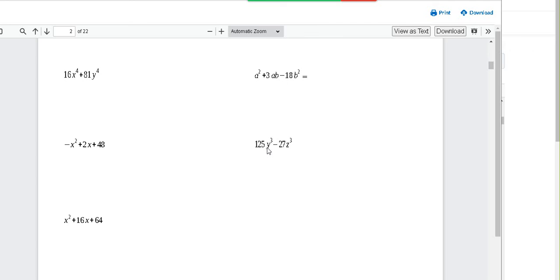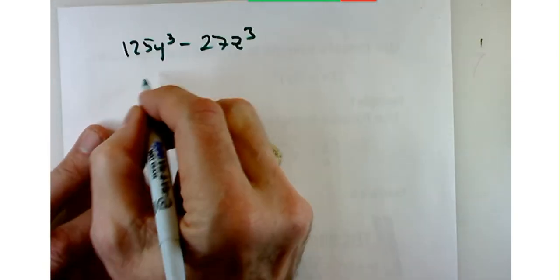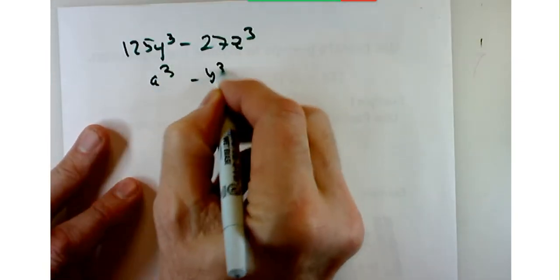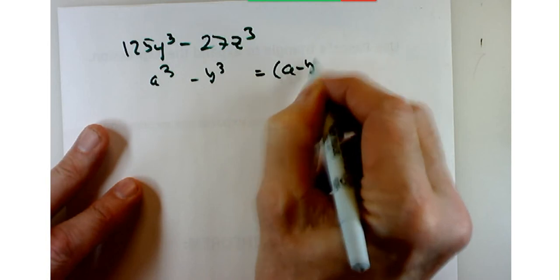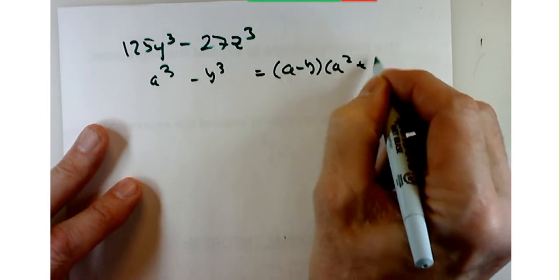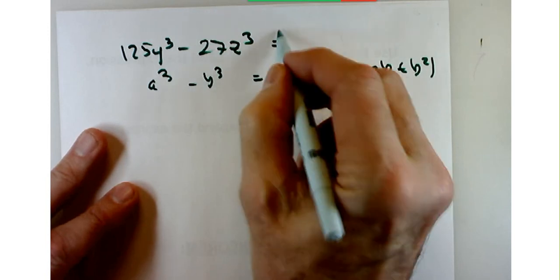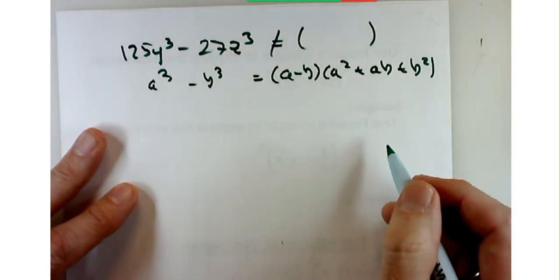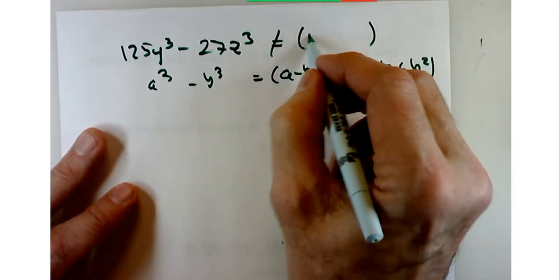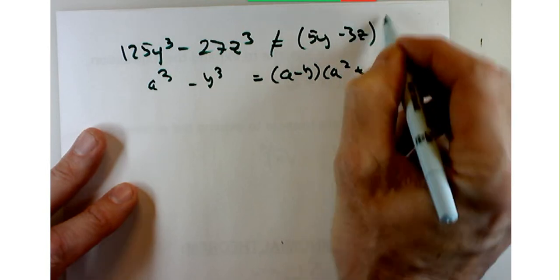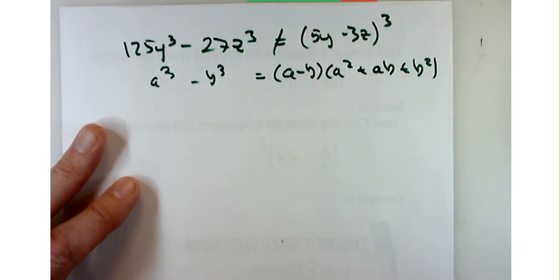125y cubed minus 27z cubed. That's the difference of cubes. A cubed minus B cubed is (A minus B)(A squared plus AB plus B squared). It is not, and nor will you endear yourself to your professor, it is not (5y minus 3z) cubed. It doesn't work that way.